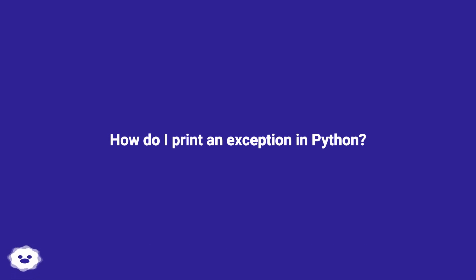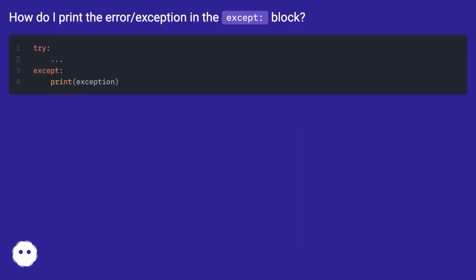How do I print an exception in Python? How do I print the error/exception in the except block?